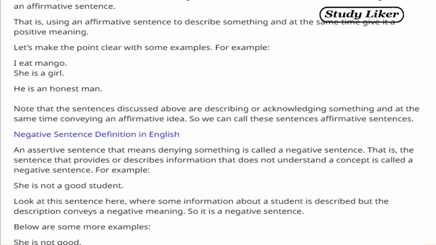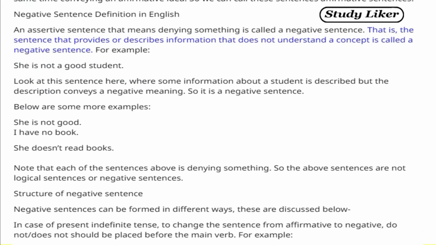Negative sentence definition in English. An assertive sentence that means denying something is called a negative sentence. That is, the sentence that provides or describes information that denies a concept is called a negative sentence. For example, she is not a good student. Look at this sentence here, where some information about a student is described but the description conveys a negative meaning. So it is a negative sentence.